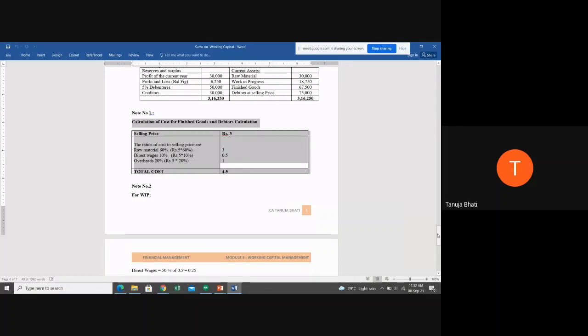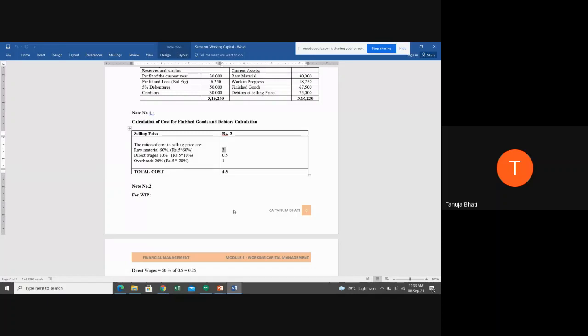We have work in progress. Right? Work in progress. Now in work in progress, you have 3 elements again. Work in progress will consist of raw materials, your direct wages and overheads. So can anyone tell me what is the cost of raw material? Are you going to take completely 3 or 50% of 3, under work in progress?